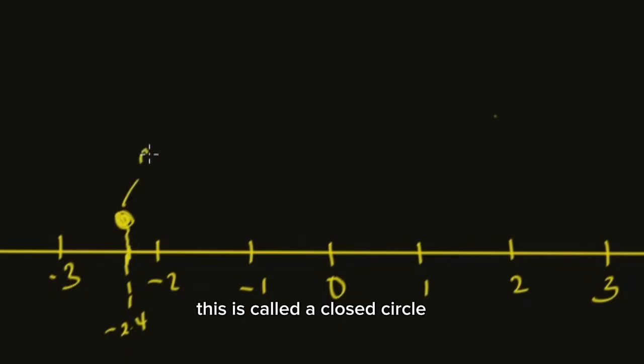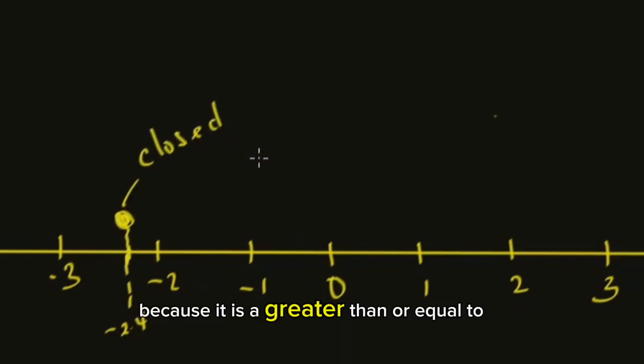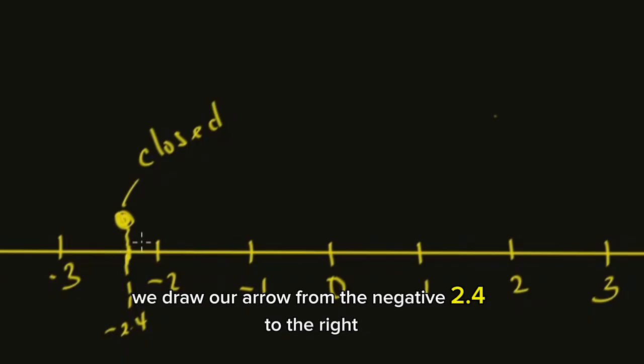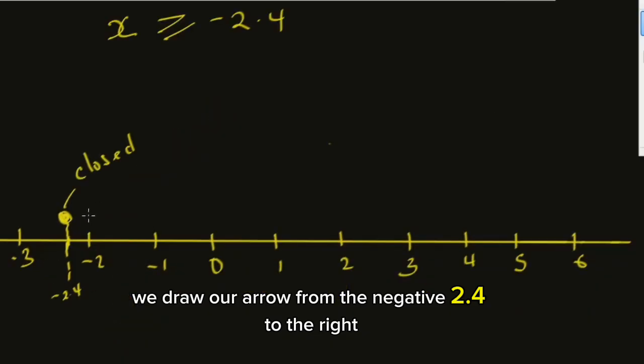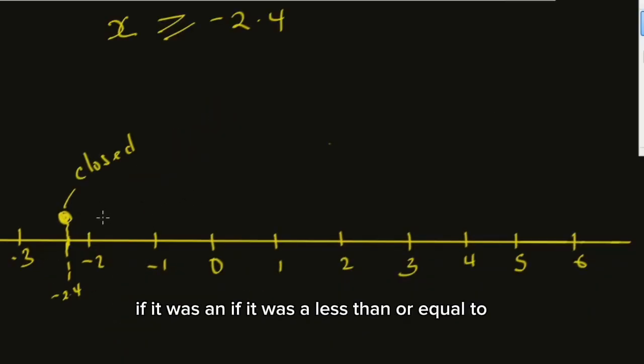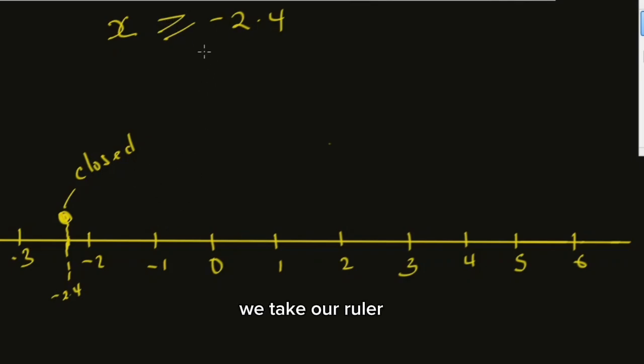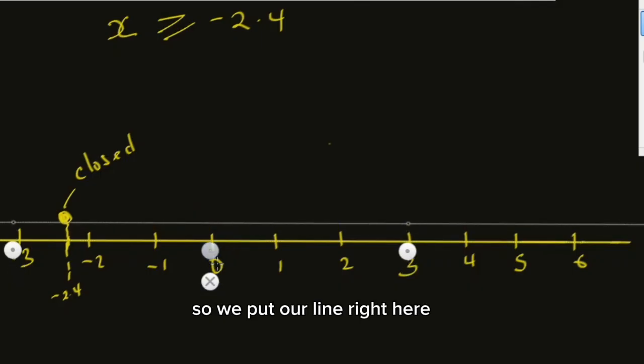This is called a closed circle because it is greater than or equal to. Now, because it's greater than, we draw our arrow from the negative 2.4 to the right. If it was a less than or equal to, we would draw our line to the left. So because it is greater than or equal to, we take our ruler. So we put our line right here.